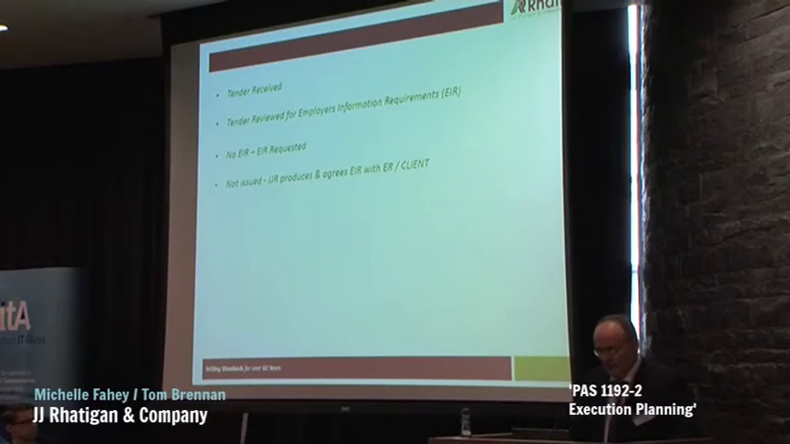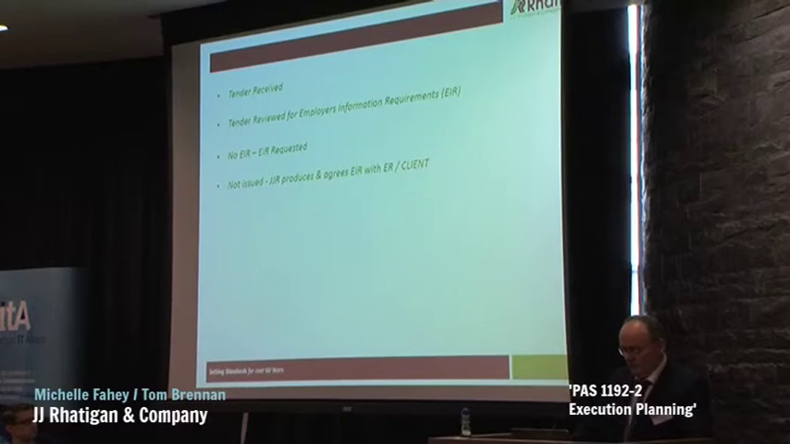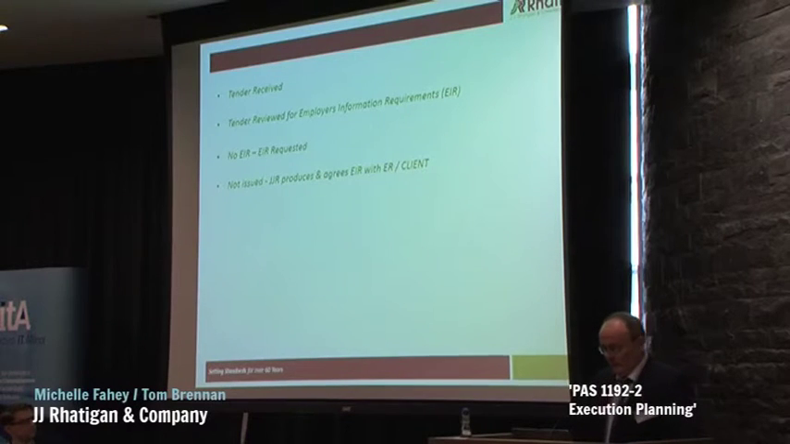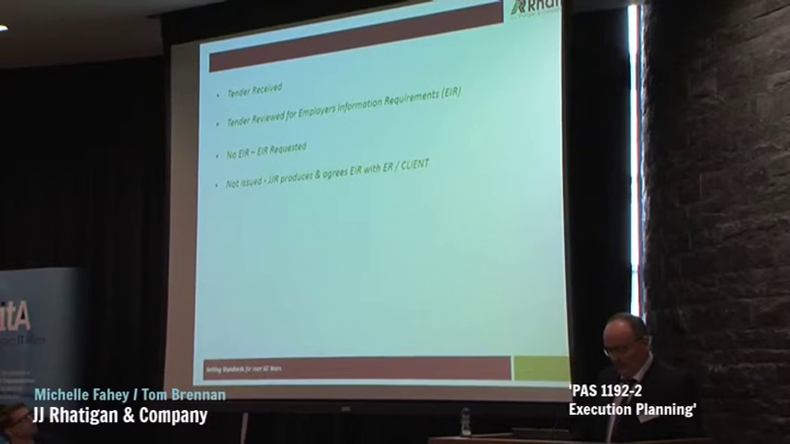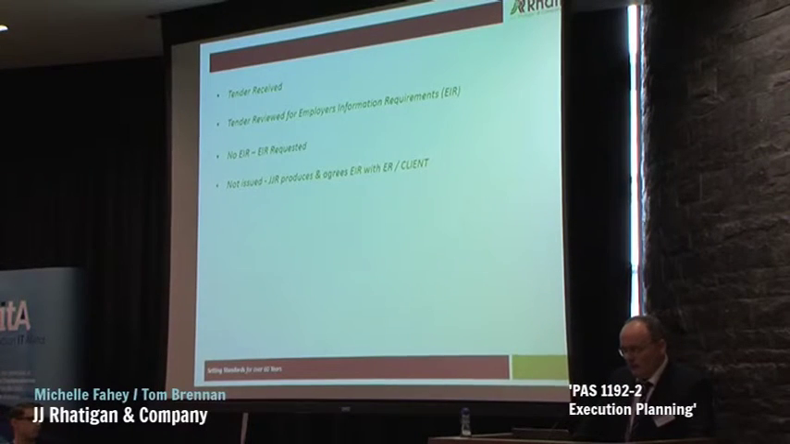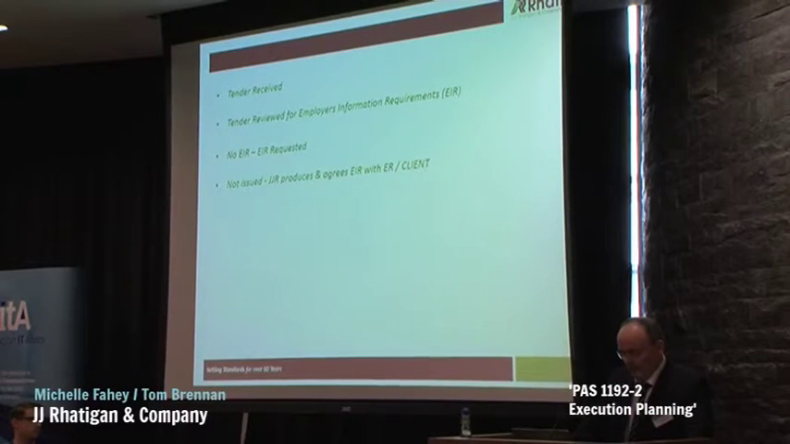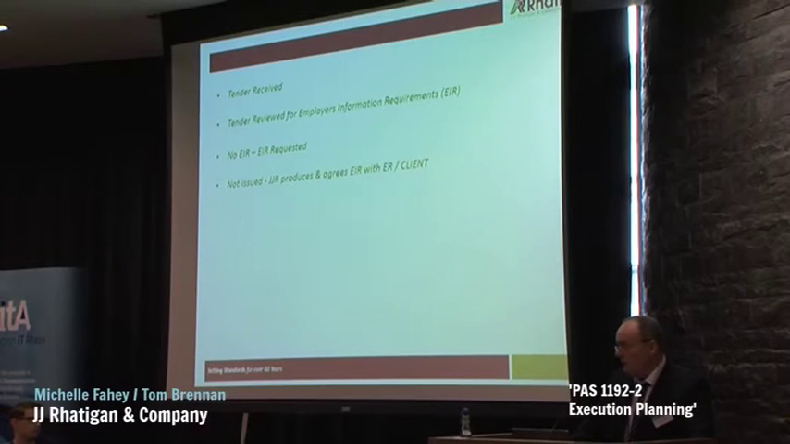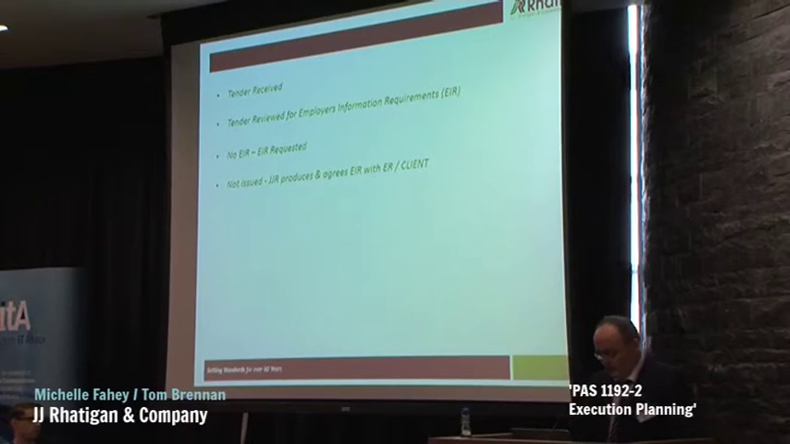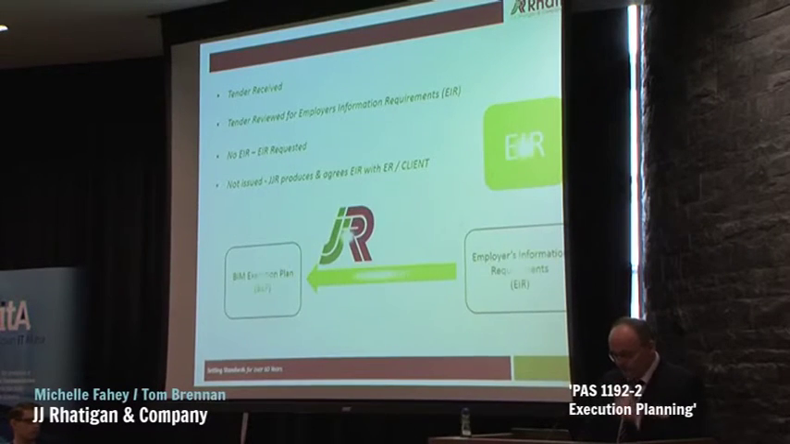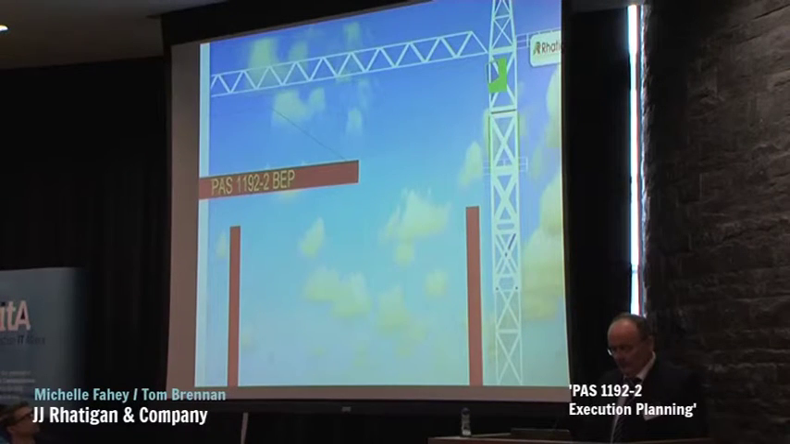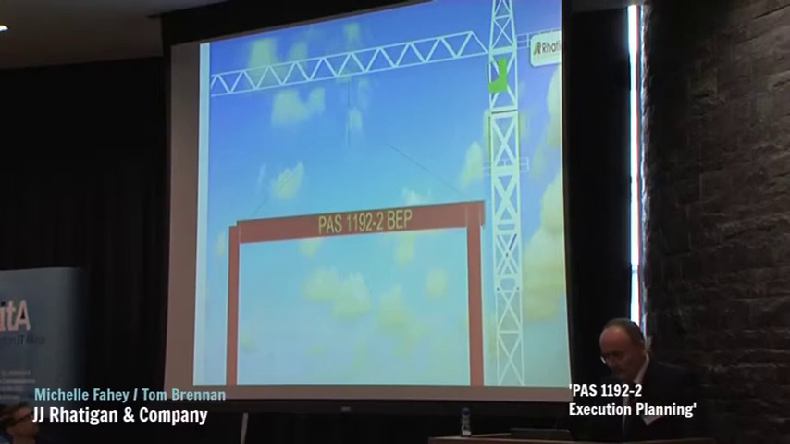So when a tender is received by J.J. Rhatigan Company, the first thing we do is we assess the documentation for the employer's information requirements, or the EIR. If we don't receive an EIR, we request one. And if it's not issued, J.J. Rhatigan Company produces and agrees the EIR with the ER and the client. So PAS 1192 then provides the framework as to how we write our BEPs.